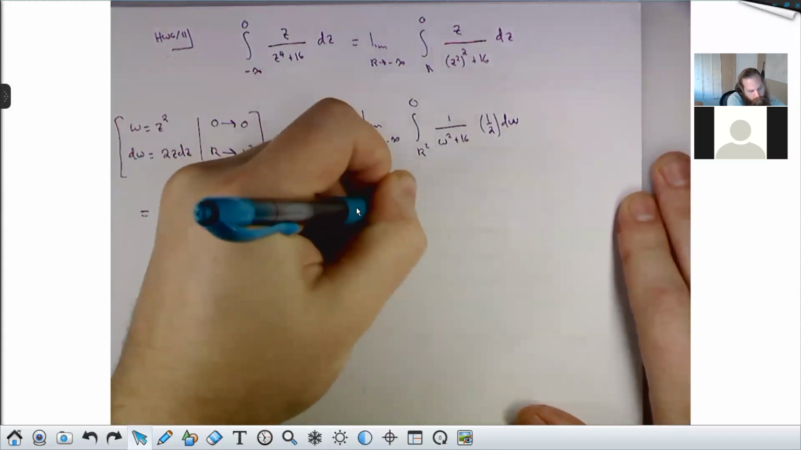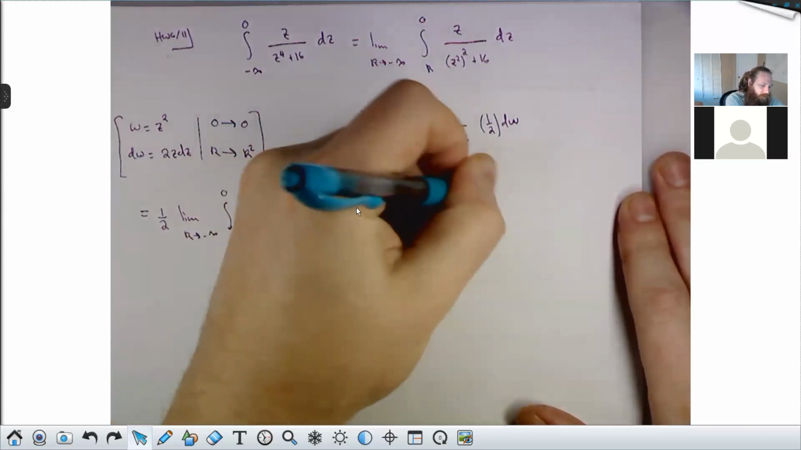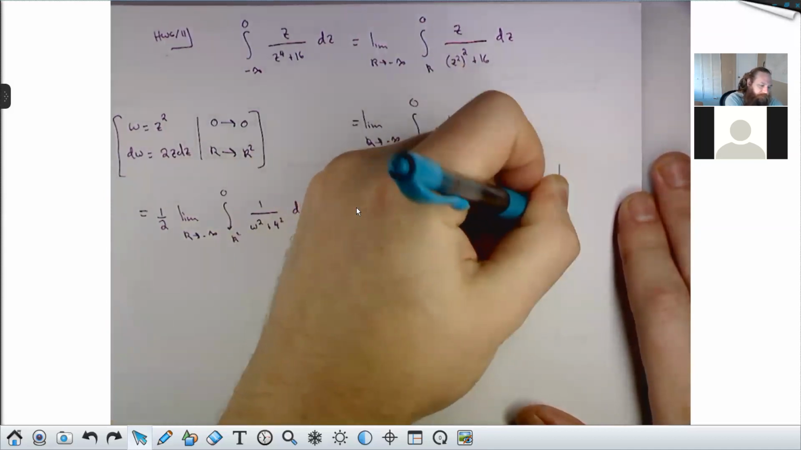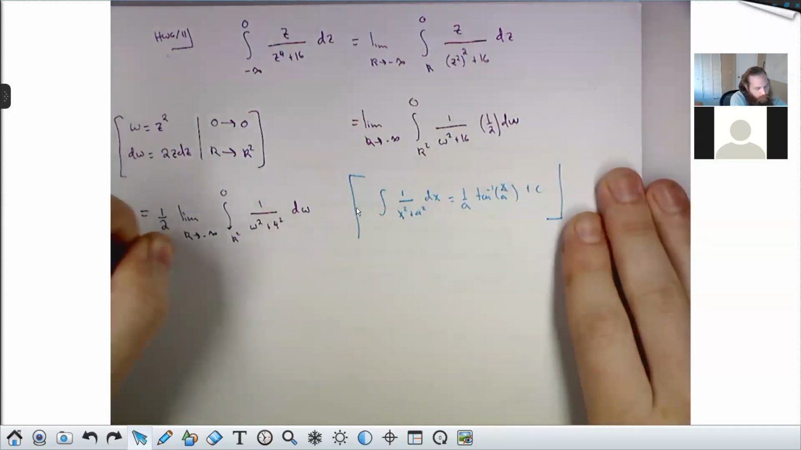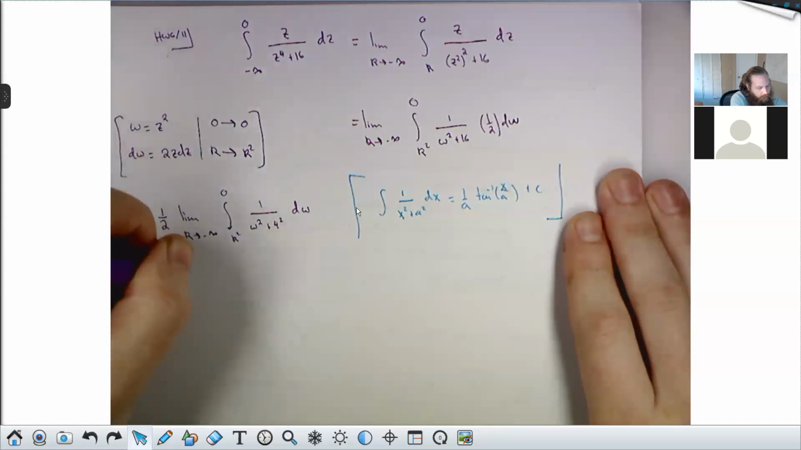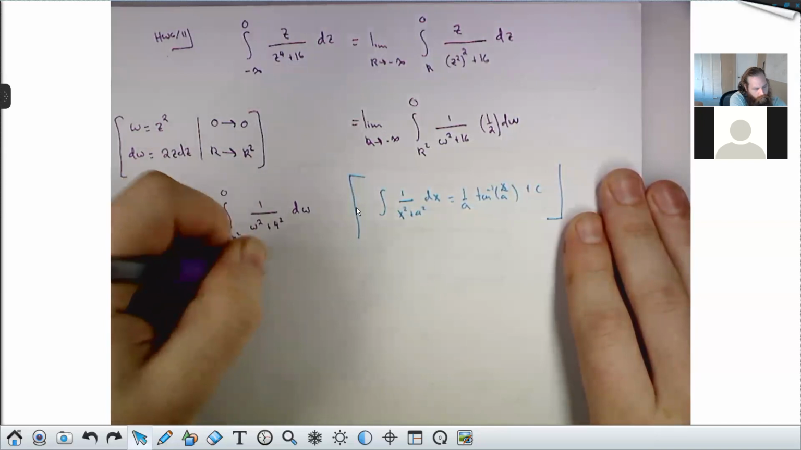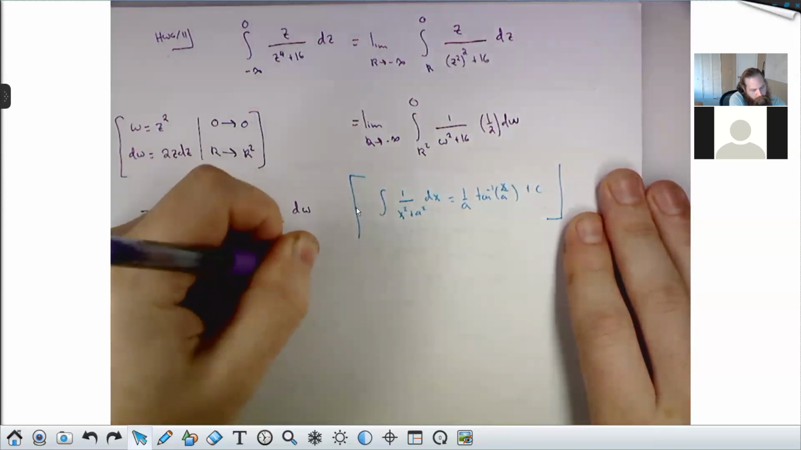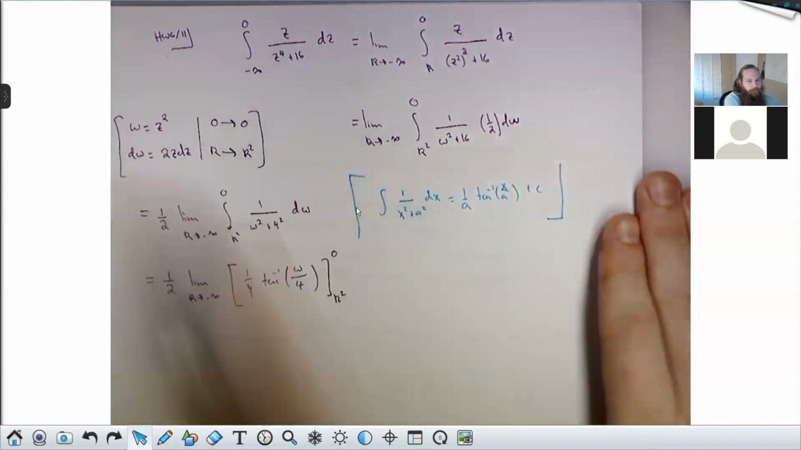Integral 1 over x squared plus a squared dx. This is 1 over a times the inverse tangent of x over a plus a constant. Integrals like this show up often enough that I think it's worth remembering that. Then you get 1/2 limit r to negative infinity, and then your antiderivative here would be 1/4 inverse tangent w over 4. And we need to evaluate this from r squared to 0.